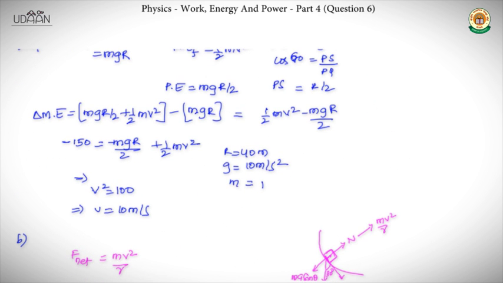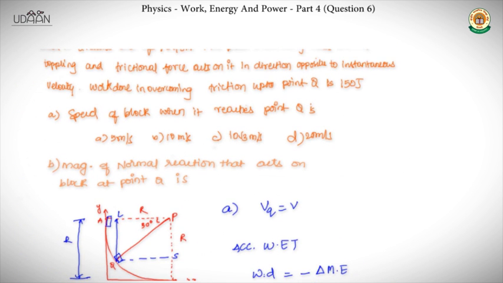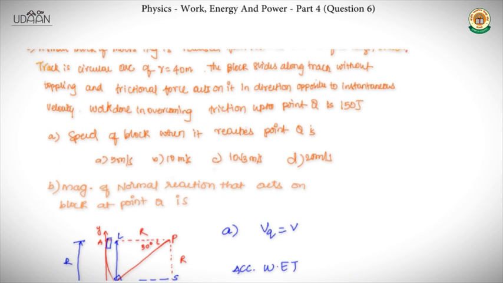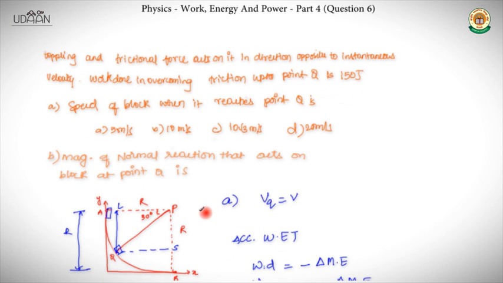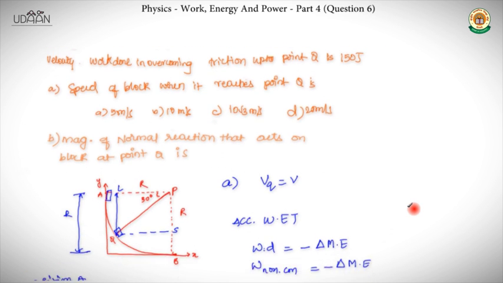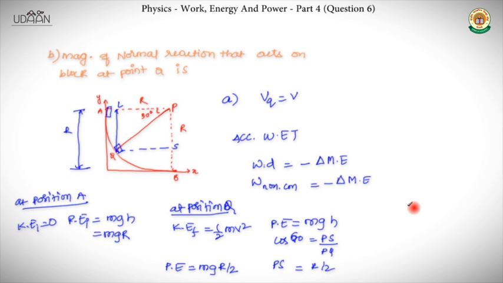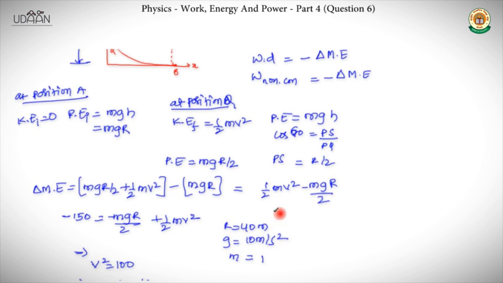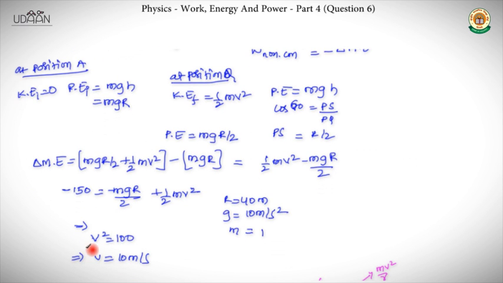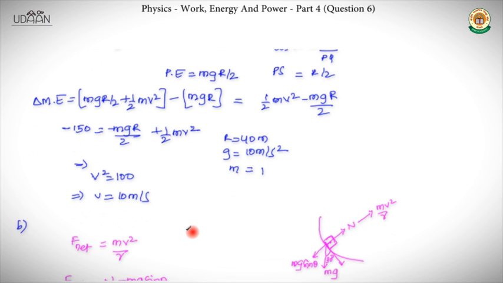Okay, I'll just summarize the question for you. We are given a system in which a block is sliding down this curve, and this angle here is 30 degrees. First we were asked to find the speed of the block. We applied the work energy theorem, which says that the work done is equal to the change in mechanical energy. We found the potential and kinetic energies at two points and equated that to minus 150 joules, the given work done. From there we got the expression for velocity, and it came out to be 10 meters per second.